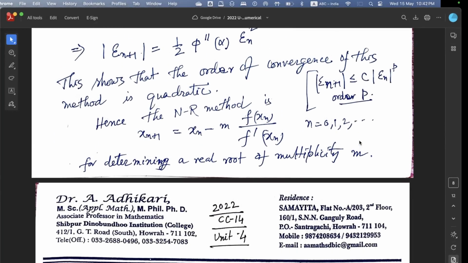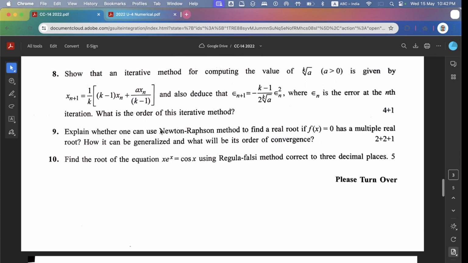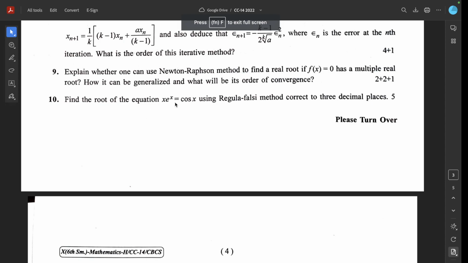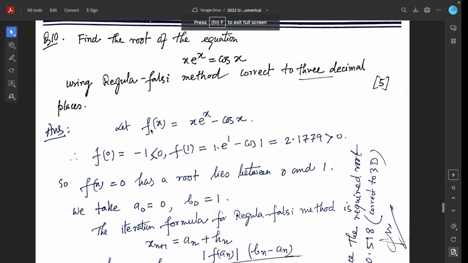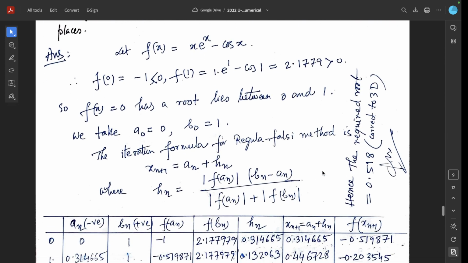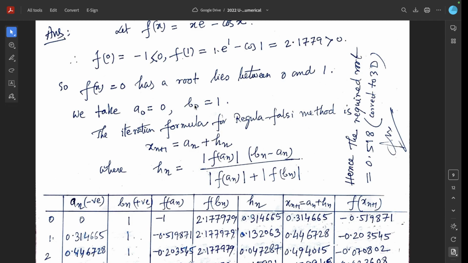Next question, question 10. Find the root of the equation x e to the power x equal to cos x using the regula falsi method, correct to 3 decimal places. Here f(x) equal to x e to the power x minus cos x. First we find f(0), this is equal to minus 1, negative. f(1) is equal to 2.1779, positive. So f(x) equal to 0 has a root lying between 0 and 1. Obviously this is a positive root. We take a_0 equal to 0 and b_0 equal to 1.